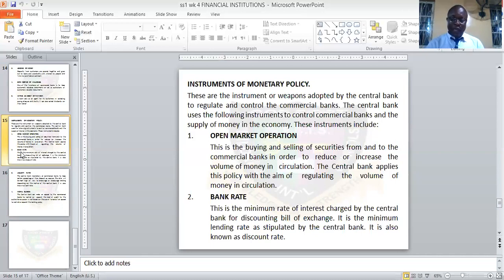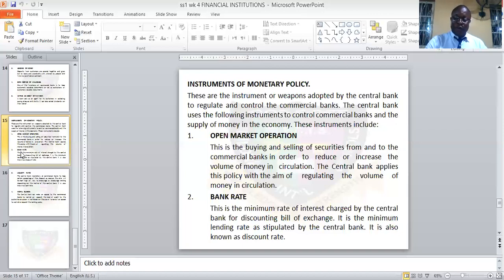So the central bank will allow commercial banks to operate in open market operations. What do I mean by that? Open market operation simply means buying and selling of securities.